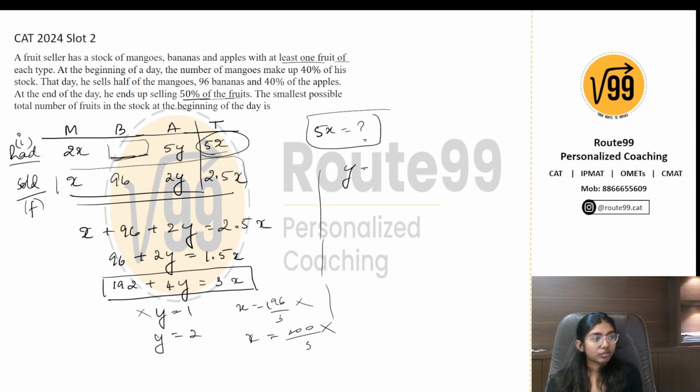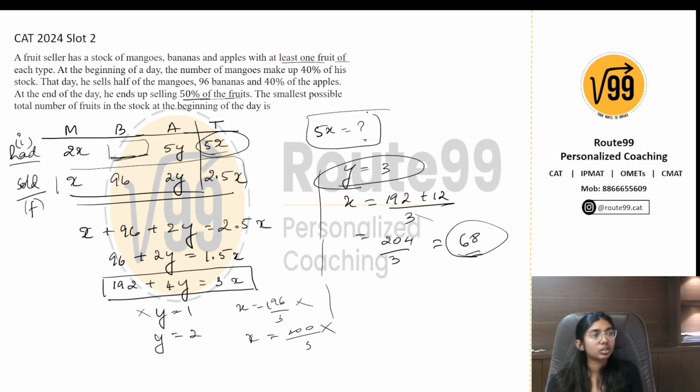If I take the value of y as 3, then the value of x will be 192 plus 12 upon 3, which is 204 by 3. So the answer is 68. Okay, so far this is the minimum value. For y equal to 3, I get the value of x as 68. Now just substitute the value of x here. The total number of fruits will be 5x, which is 5 multiplied by 68, which is 340. So 340 is your answer.